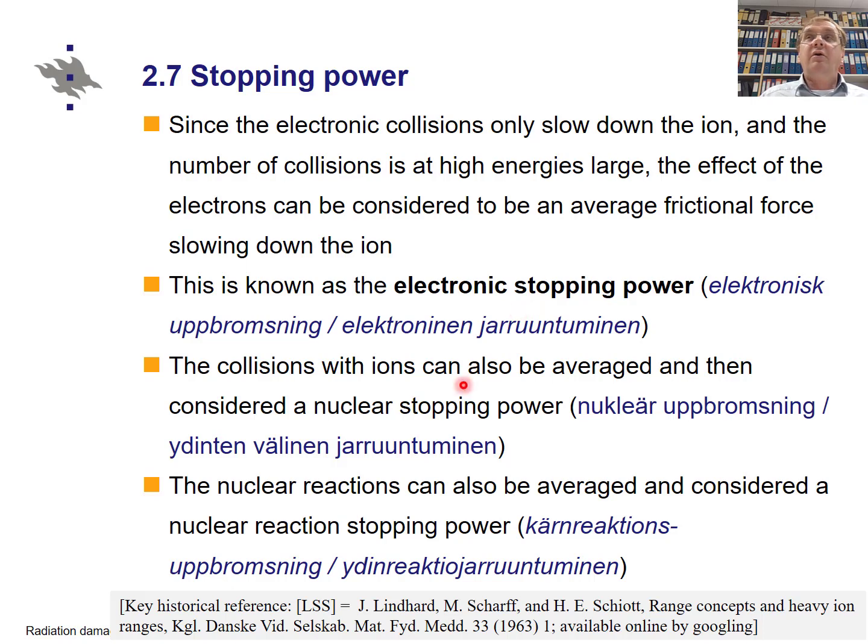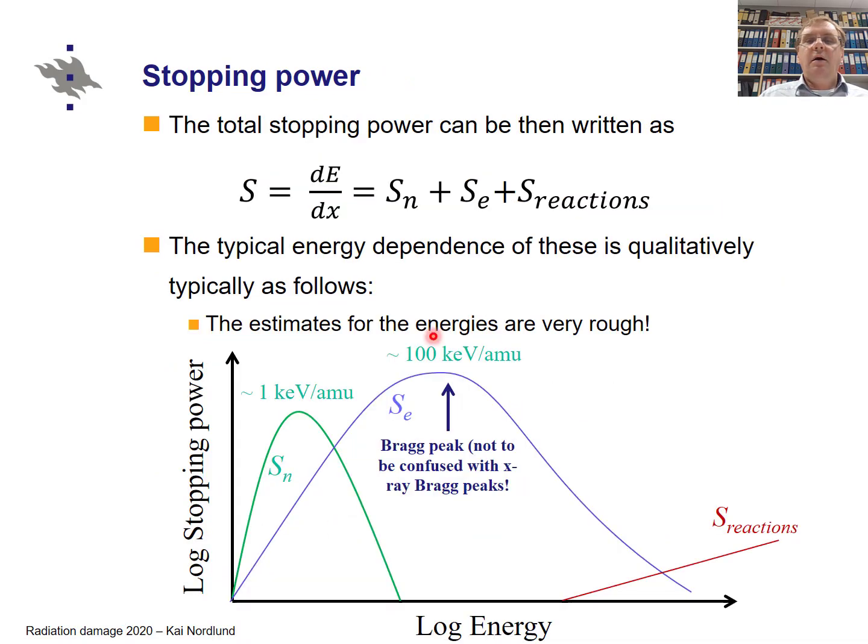Well, the collisions with nuclei can also be averaged in the same conceptual way, and then you can talk about nuclear stopping power. And finally, the nuclear reactions can be averaged and considered a nuclear reaction stopping power. And typically, the energy dependence of these terms looks something like this. So the total stopping power is the sum of the nuclear, electronic, and nuclear reaction parts.